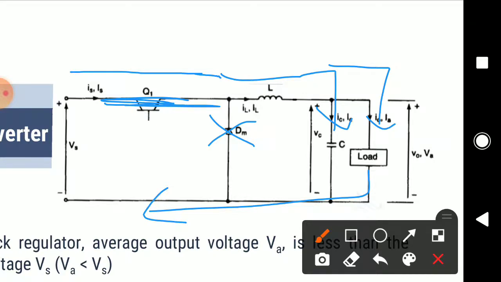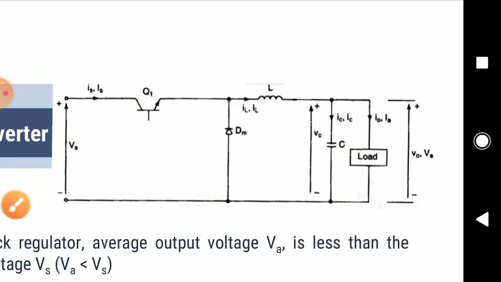Now over here the current flowing through the inductor will be increasing. That means the inductor is storing energy. And the current through the capacitor will also be increasing, and we are going to assume that the load current is constant throughout the operation of the converter. So this is the operation that is happening within the buck converter when the switch is turned on.